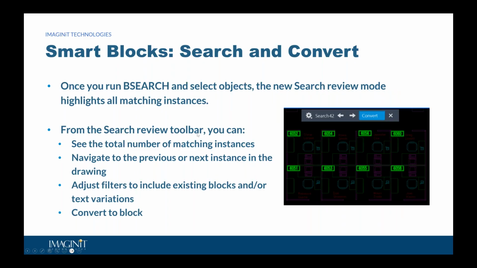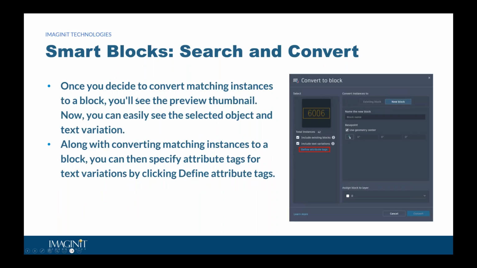From the search toolbar, you can see the total number, 42. You can navigate to the previous or the next instance in the drawing. You can adjust filters to include existing blocks and/or text variations, and you can convert these to a block. The big thing here is when you convert these to a block, you'll see a thumbnail preview here.